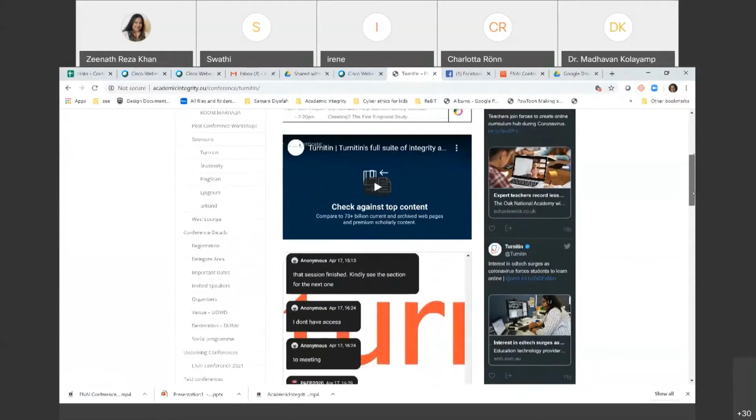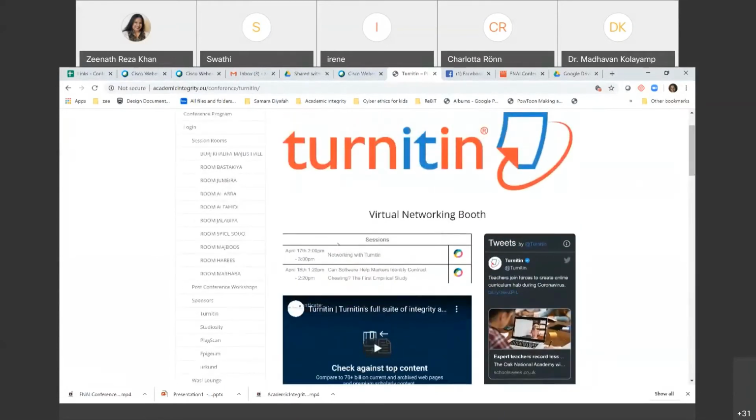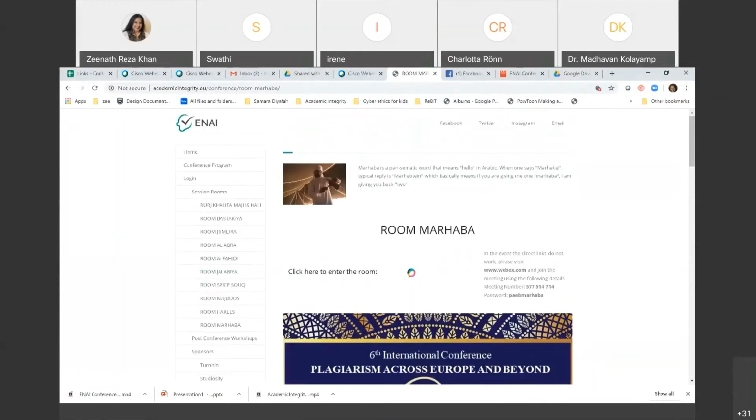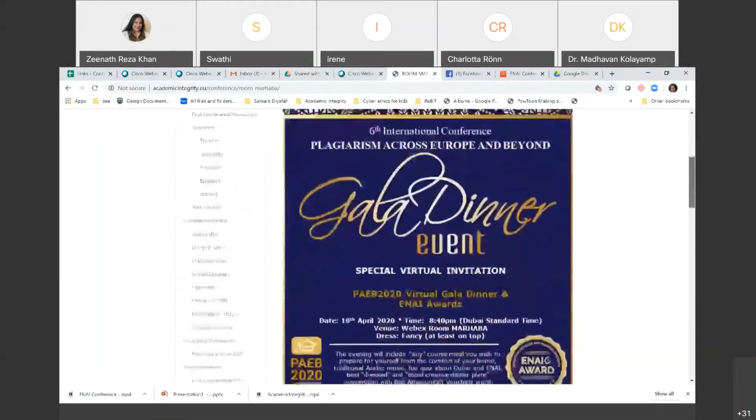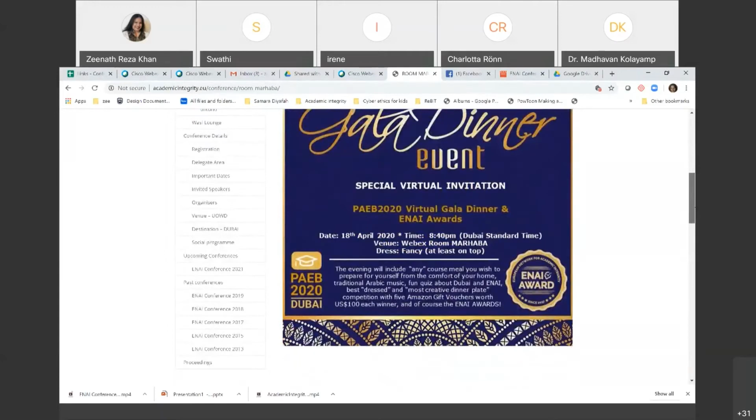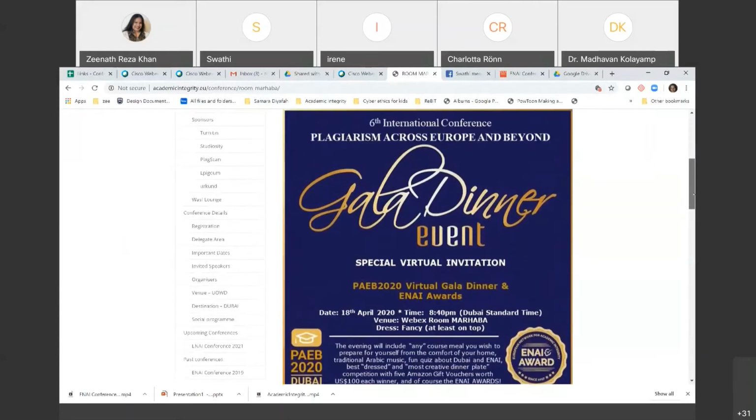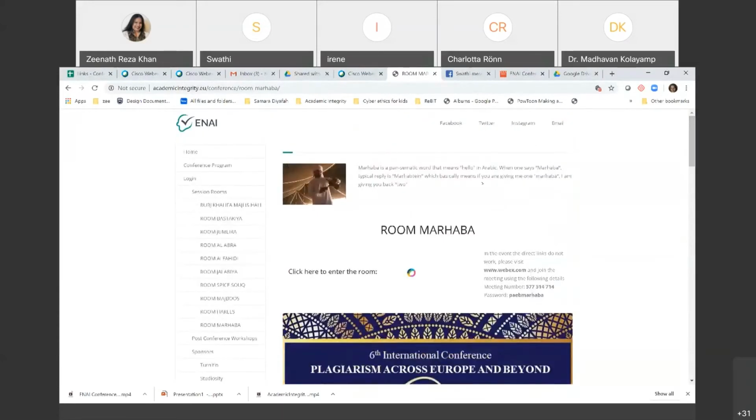The gala dinner and NI award function is going to happen in room Marhaba, which is the last link here if you click. Again, the link is here, the details of alternate ways to enter it are here, and the flyer for the event is here with the details. We do hope you all join us in the evening today. Evening for us, not sure what it will be for you all. So that's the website. Hope it helped.